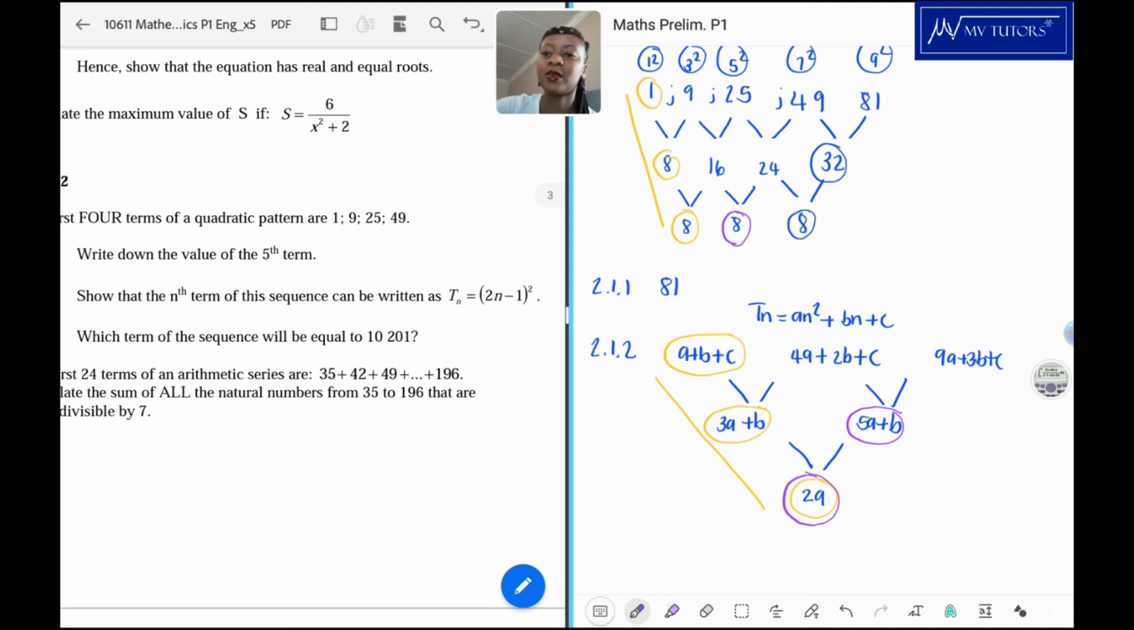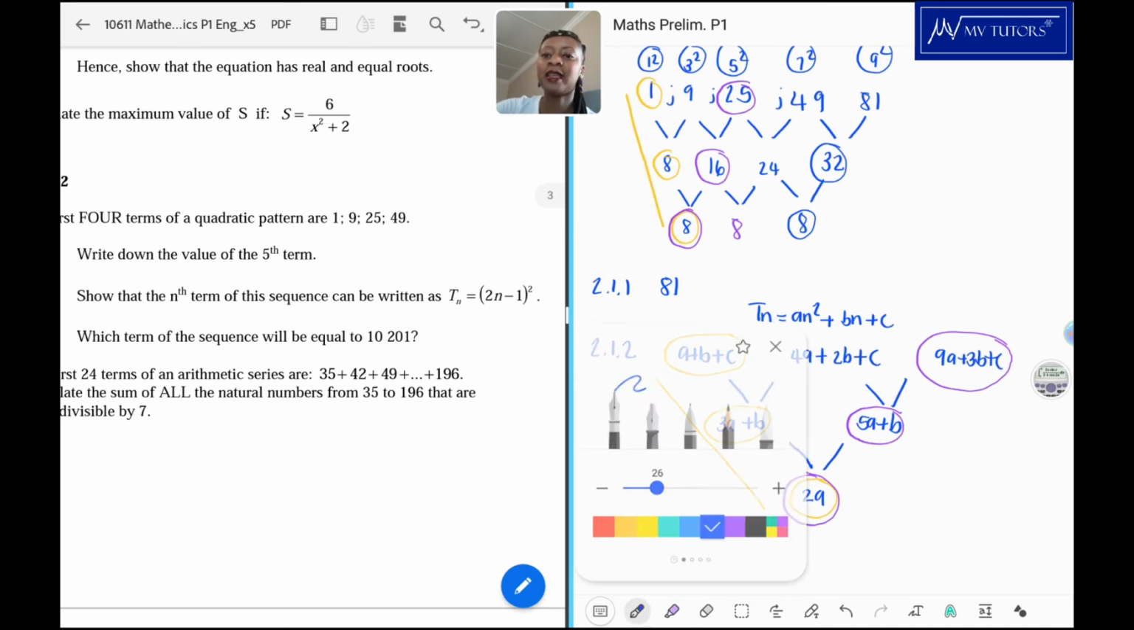No, sorry, I took the wrong one. It's also 8 there. So I would have taken this 8, and then for 5a plus b, I would have taken 16, and then 9a plus 3b plus c is equal to 25. But I don't want to complicate my life. Why would I do that? I'm just going to take the simple one.